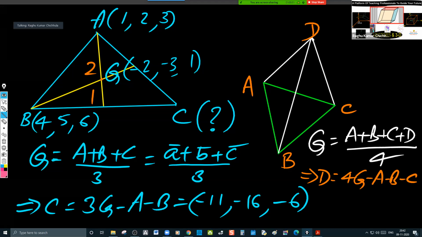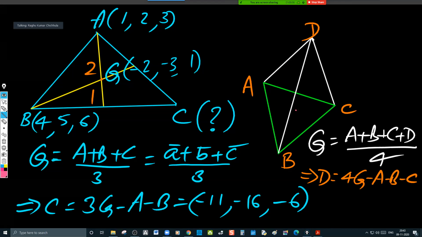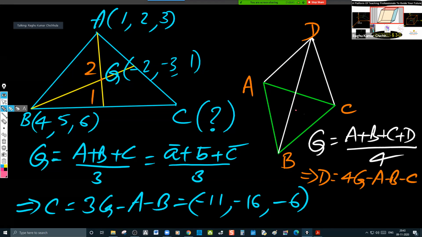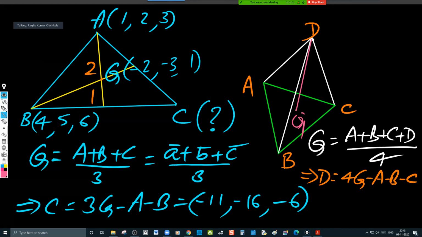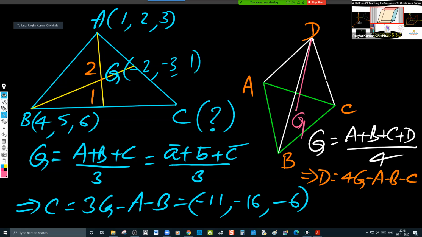Take the centroid of triangle ABC. I repeat, take the centroid of triangle ABC. Let me name it as G1. Now, join G1 to the opposite vertex. This is very simple. In the triangle it is the midpoint of the side. Here it is the midpoint of the triangle, which is nothing but the centroid. I need not tell you that.